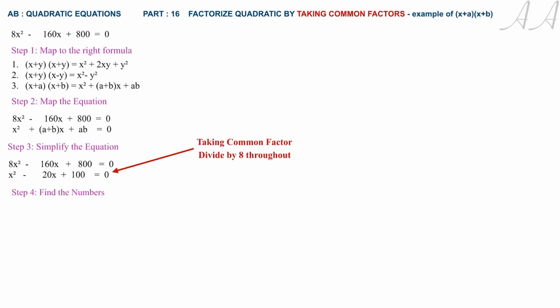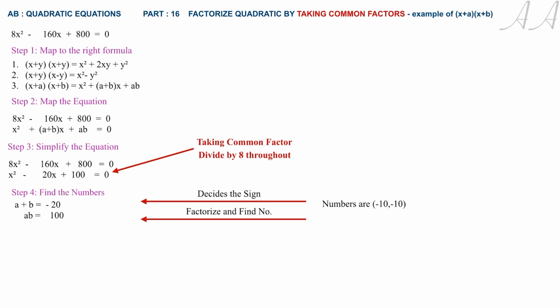Step 4 is finding the numbers. So, a plus b is equal to minus 20 because minus 20 is right below a plus b. And 100 is equal to ab because 100 is right below ab. So, I'm going to use 100 to factorize.